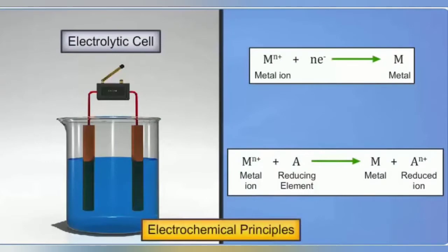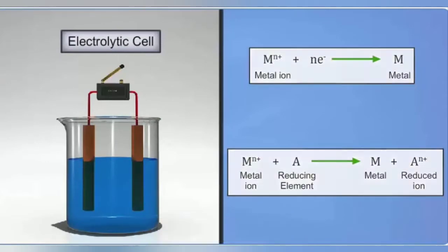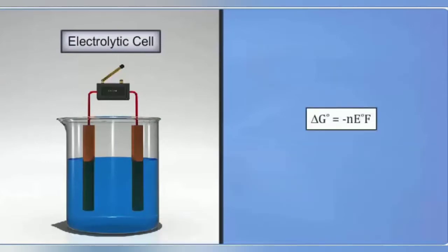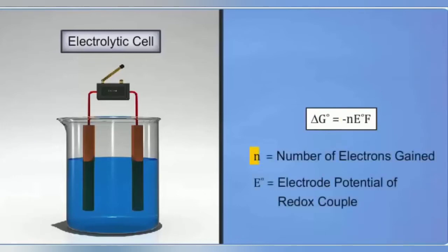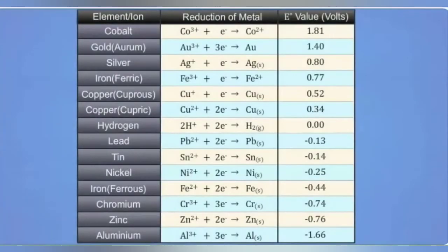The electrochemical principles of this method, that is electrolysis, can be understood in terms of the equation ΔG° = −nFE°, where n is the number of electrons involved in the reduction process and E° is the standard electrode potential of the redox couple present in the system. The value of standard electrode potential for a metal depends on its reactivity. Thus, it differs from metal to metal.